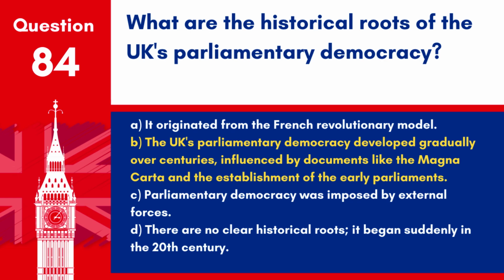Answer: B. The UK's parliamentary democracy developed gradually over centuries, influenced by documents like the Magna Carta and the establishment of the early parliaments. This evolution reflects the gradual shaping of governance structures that value representation and rule of law.